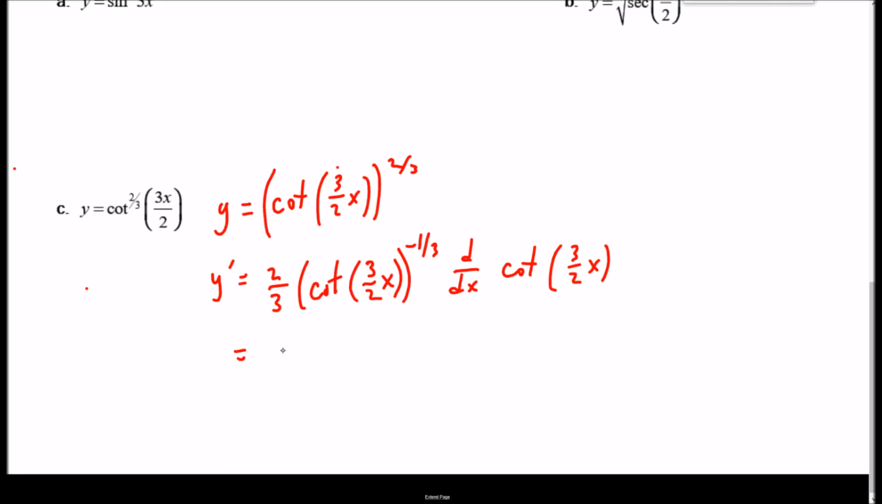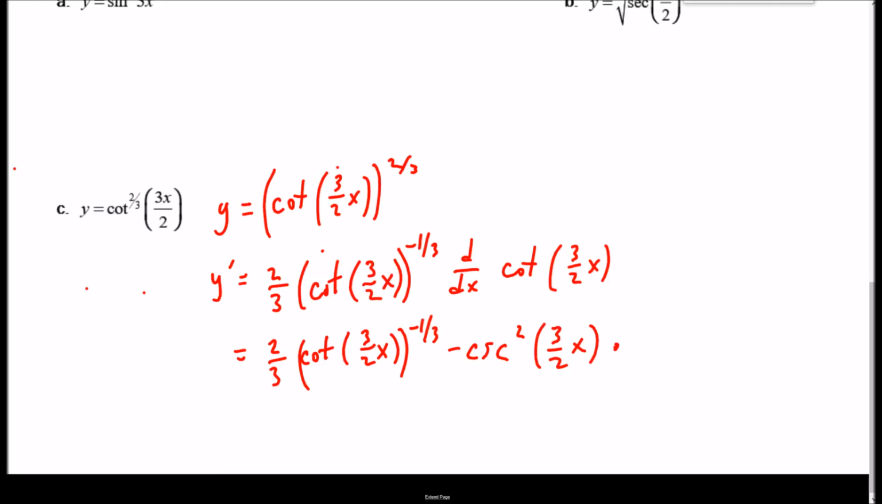Right, so I'm going to complete the problem by taking the derivative of the cotangent 3 halves x. This first part gets copied down exactly like it is. Nothing else happens to it. And the derivative of cotangent is negative cosecant squared something, so 3 halves x, times the derivative of 3 halves x, which is 3 halves.